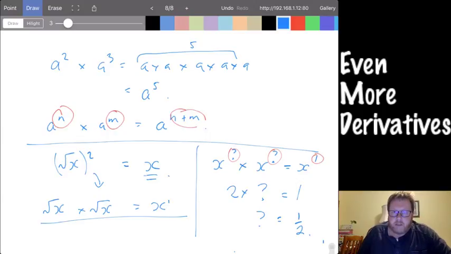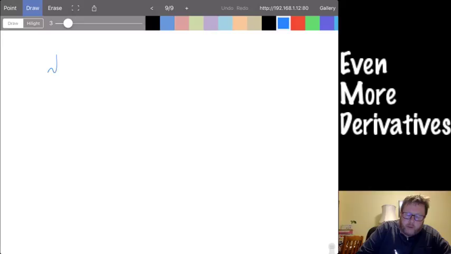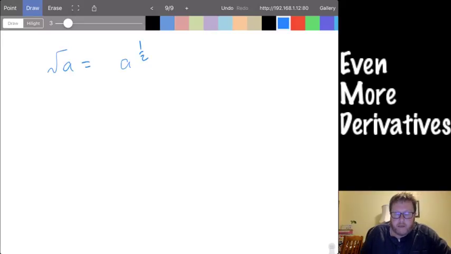And you can use a similar logic for cube roots, fifth roots, 100th roots, whatever you use. So in general, what do we have? Well, the square root of a is equal to a to the power of a half. The nth root of a, remember that's not n times the square root, that is the nth root. The nth root of a is equal to a to the power of 1 on n.